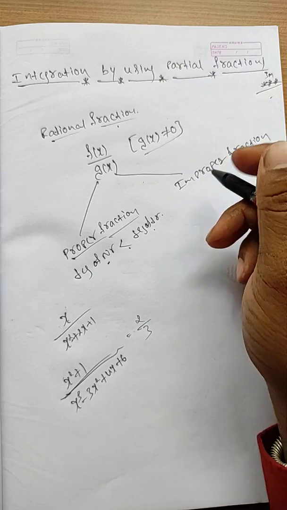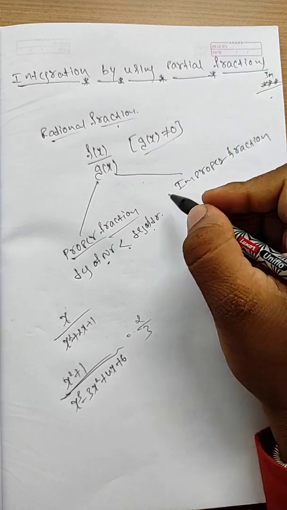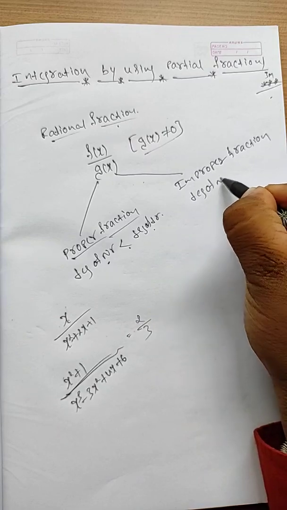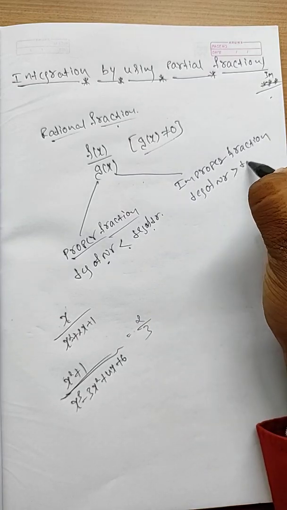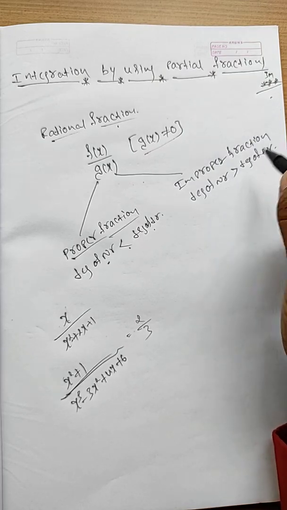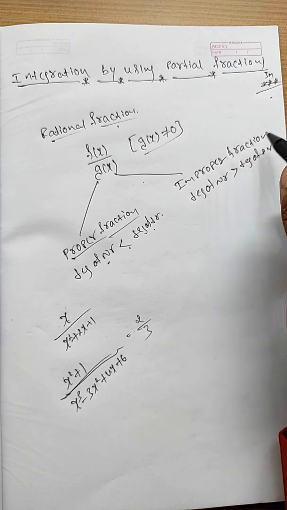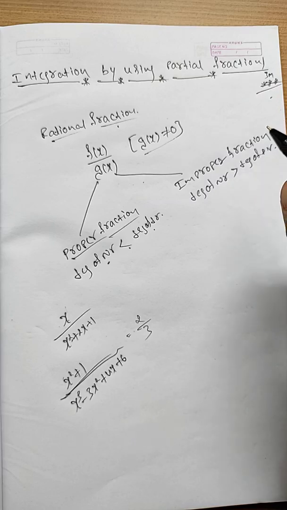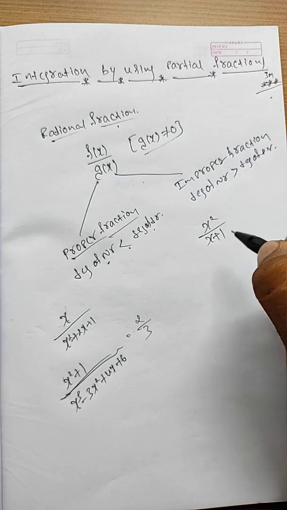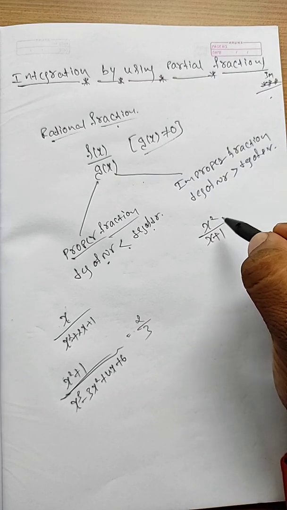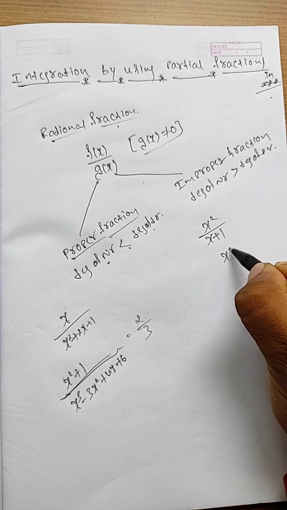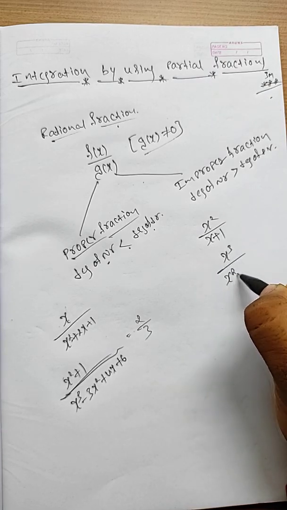Okay, now what is an improper fraction? The improper fraction is the opposite of the proper fraction, meaning the degree of numerator is greater than the degree of denominator. Then we call it an improper fraction. For example, x square by x plus 1 is an improper fraction. Is it clear? Next, we have another one, x cube by x square minus 1.